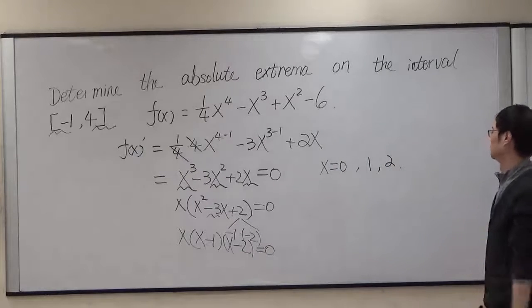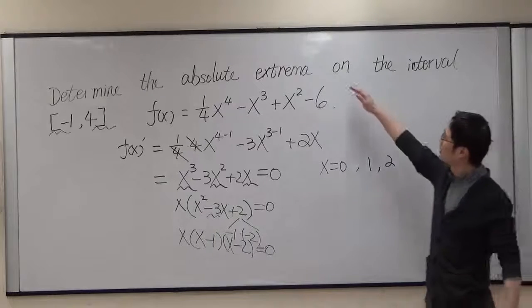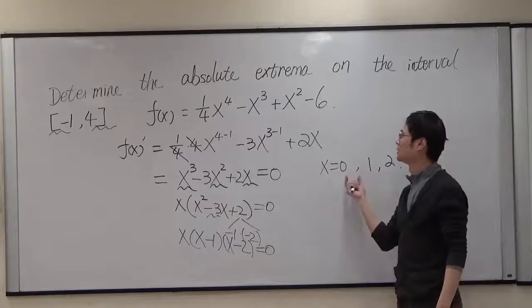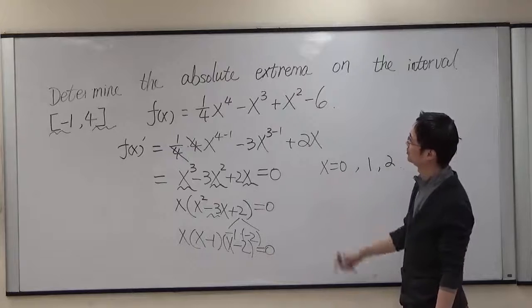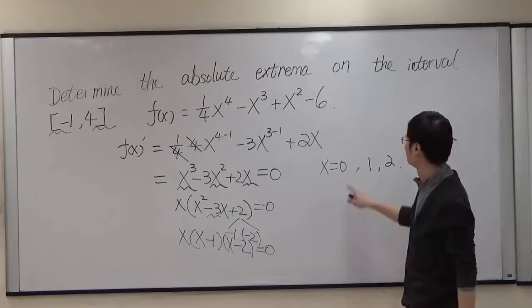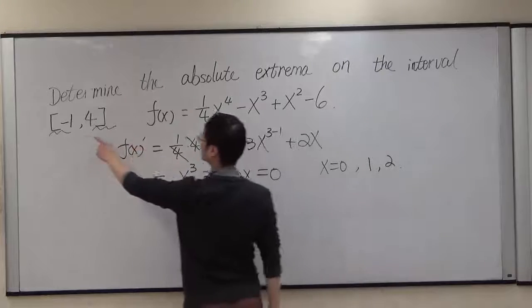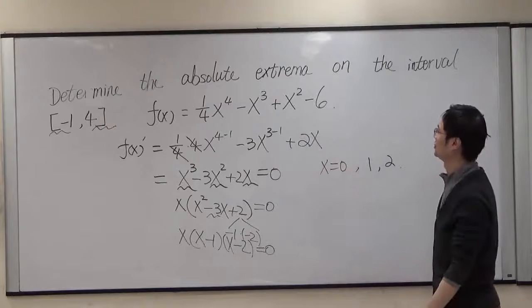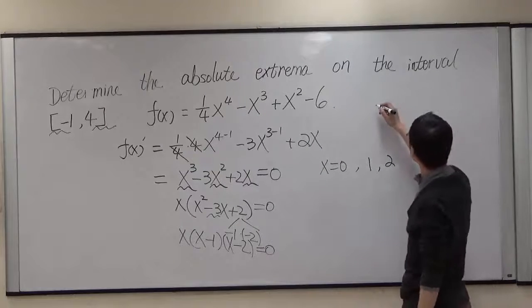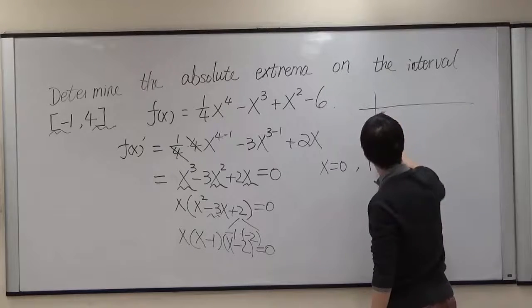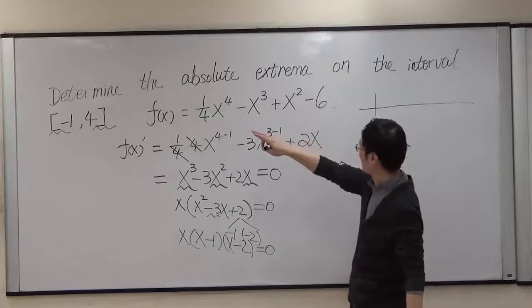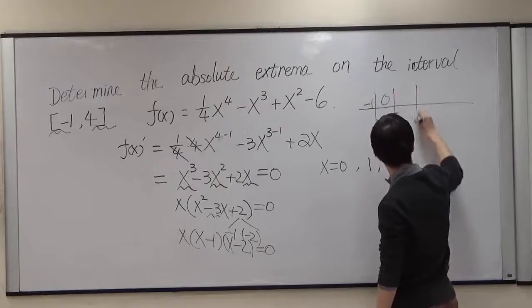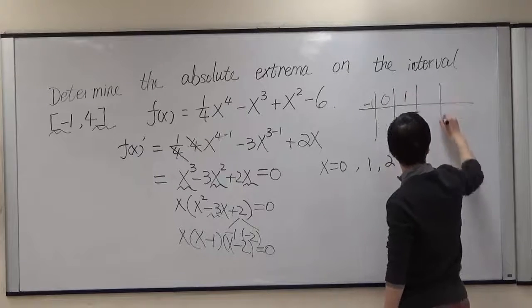The next thing we have to do is figure out which one is our absolute maximum or minimum. In order to figure that out, we have to check which one is biggest and which one is smallest. How to check is by plugging in the values. We have 3 right here. We also have -1 and 4 right here. So we're going to plug those numbers back into the equation to say which one is the biggest and which one is the smallest. Now, let me make a table right here. Starting from the smallest, we have -1, 0, 1, and 2.